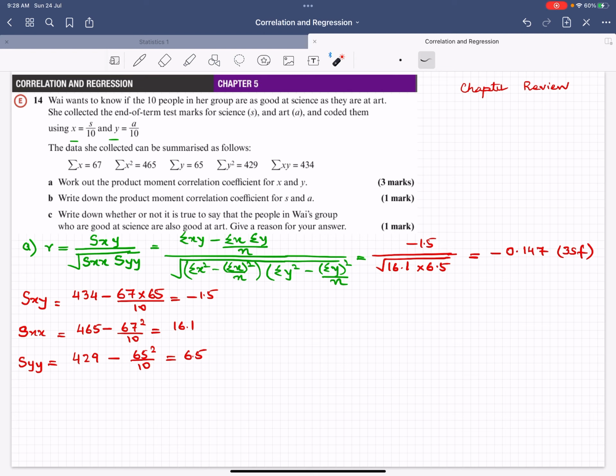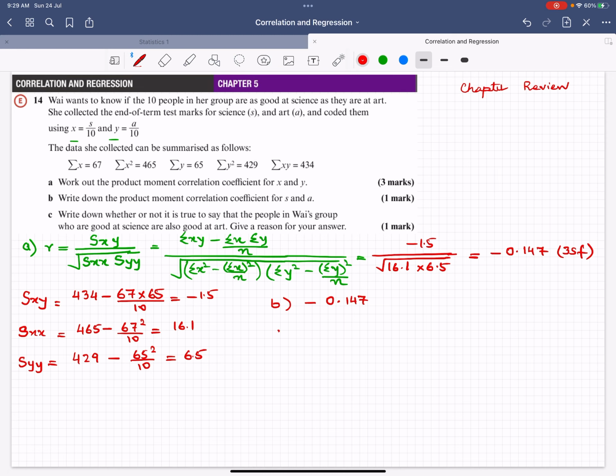What is meant by a linear coding? Linear coding is something that does not change the scale of the axis of the scatter diagram. So whatever the scatter diagram, it will be looking the same, but it will be either a squashed one or a smaller diagram, which will have the same pattern for the line. If it is a negative correlation, it will show negative correlation. If it is positive correlation, it will show the same orientation for the line of best fit. So R will remain unchanged. For part B, it will be negative 0.147.